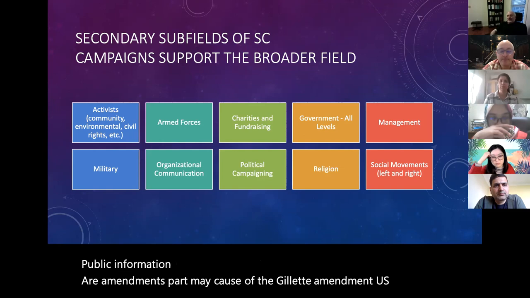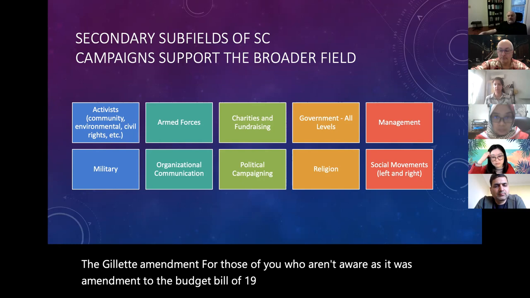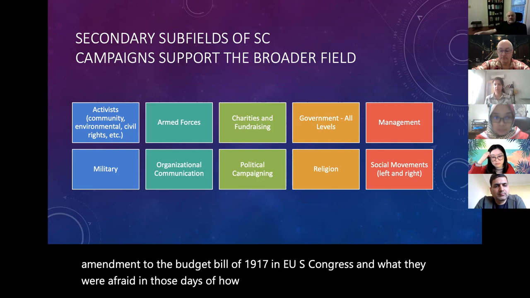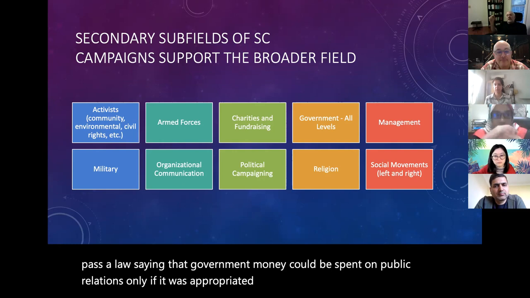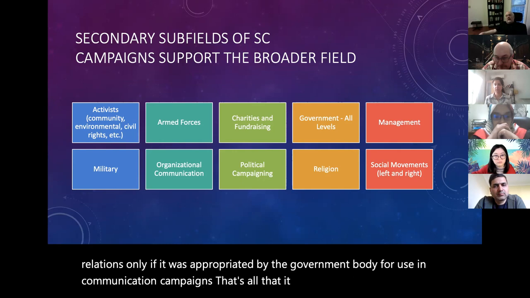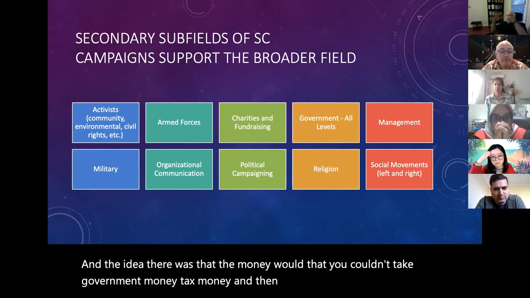Okay. The Gillette Amendment, for those of you who aren't aware, was an amendment to the budget bill of 1917 in the US Congress. In those days they were afraid of how powerful PR would be. So they wanted to pass a law saying that government money could be spent on public relations only if it was appropriated by the government body for use in communication campaigns. That's all that it actually said. And the idea there was that you couldn't take government money, tax money, and then run campaigns to meet all kinds of other needs. That had to be openly discussed and appropriated to meet those needs.